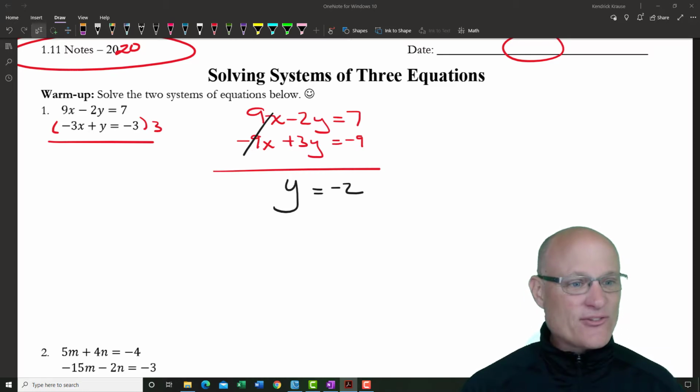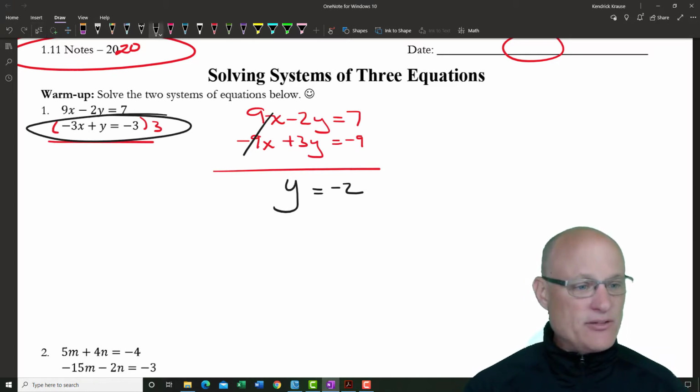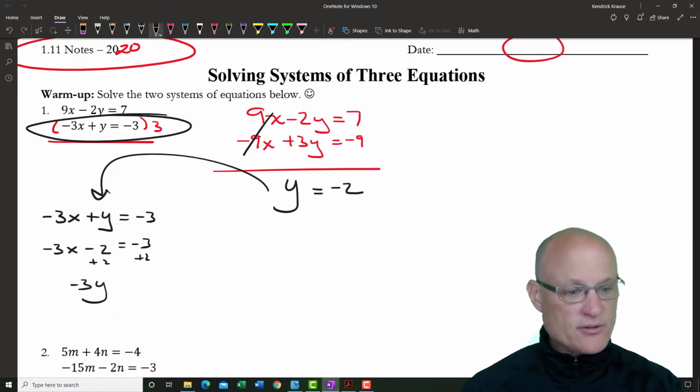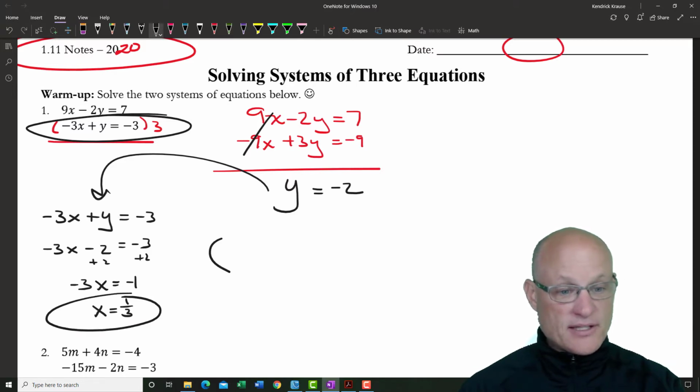Okay, now we need to find x. It looks like this one might be easier to work with, so we're going to do negative 3x plus y equals negative 3. Negative 3x minus 2, because that's what y is, equals negative 3. I'm going to add the 2 over. I normally don't show that work. Negative 3x equals negative 1. Divide by negative 3, and negative 1 divided by negative 3 is positive 1/3. So it looks like the answer is positive 1/3, comma, negative 2.